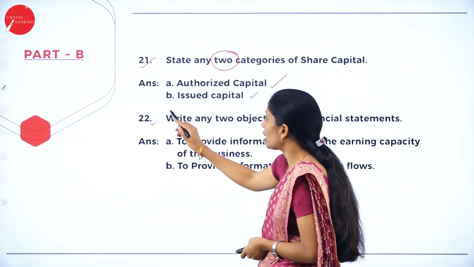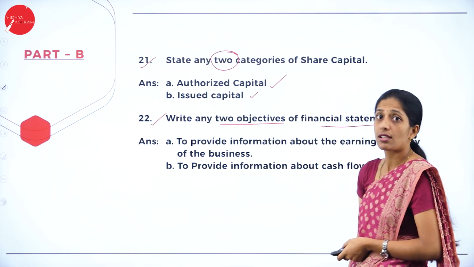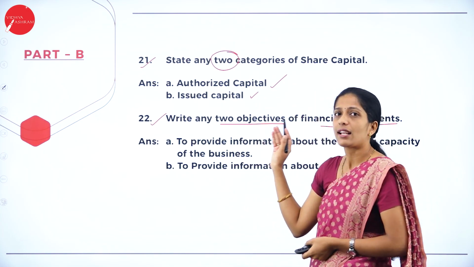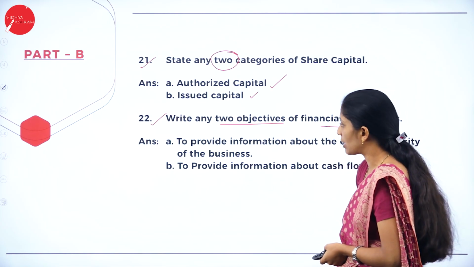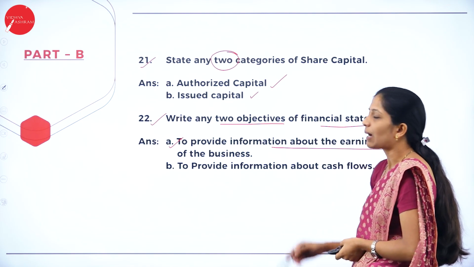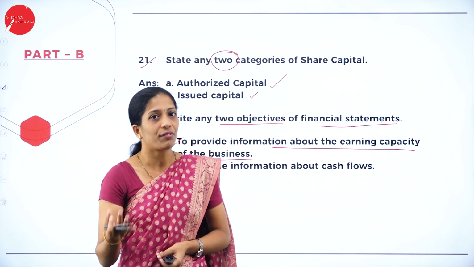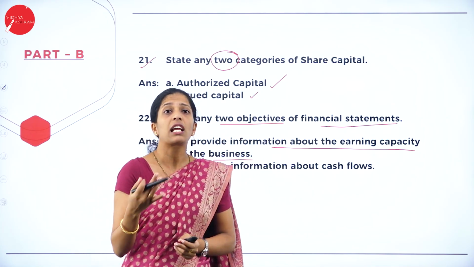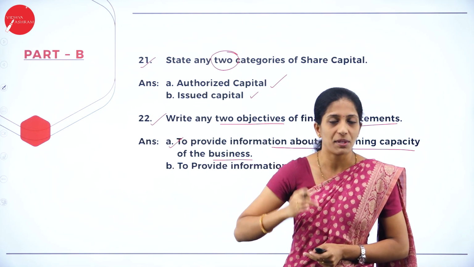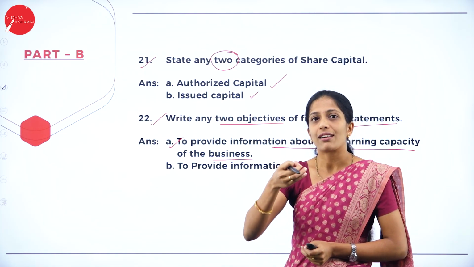And the next, 22nd question, write any two objectives of financial statement. This is from the financial statement of a company chapter. Your first point is to provide information about the earning capacity of the business. What is the main intention of preparing financial statement? To know the financial position or what would be the earning capacity of the business, and to know the value of assets and liabilities of the business. These are the objectives of preparing financial statement. So you can write point wise.